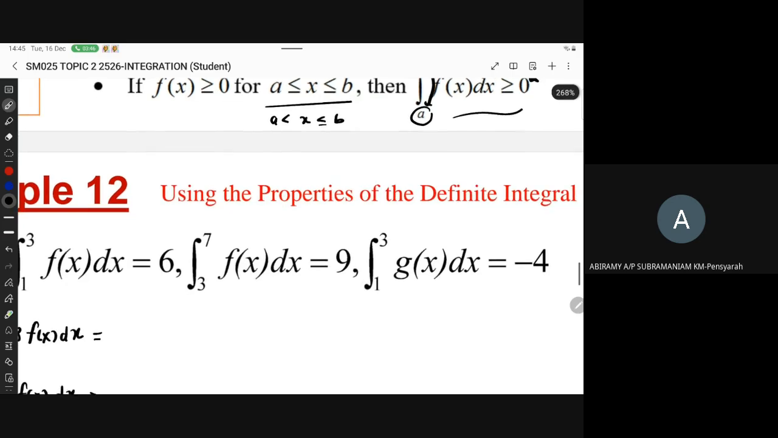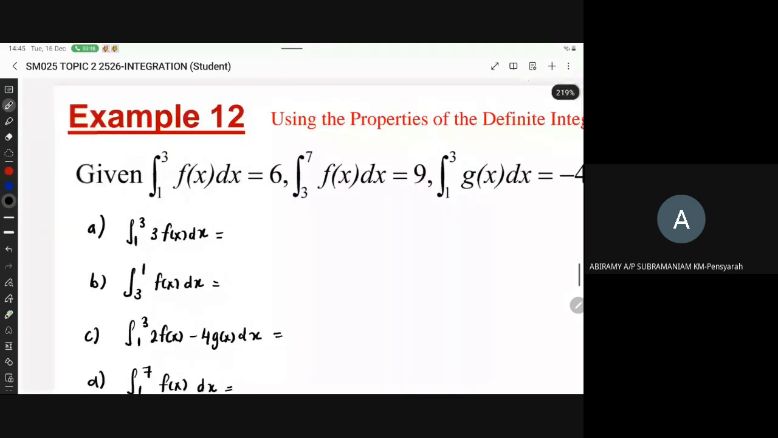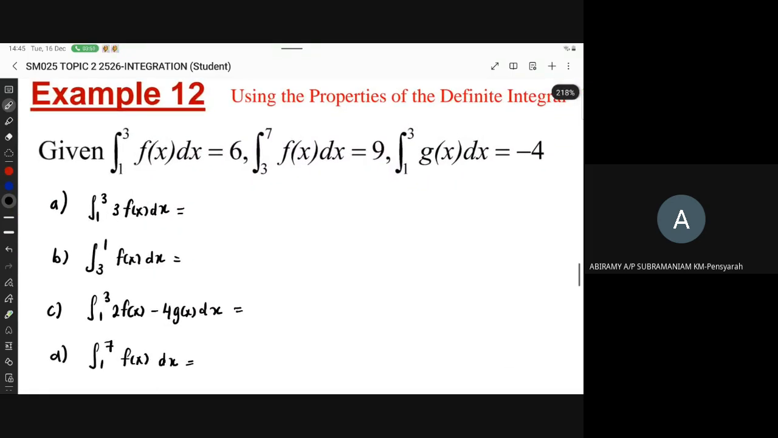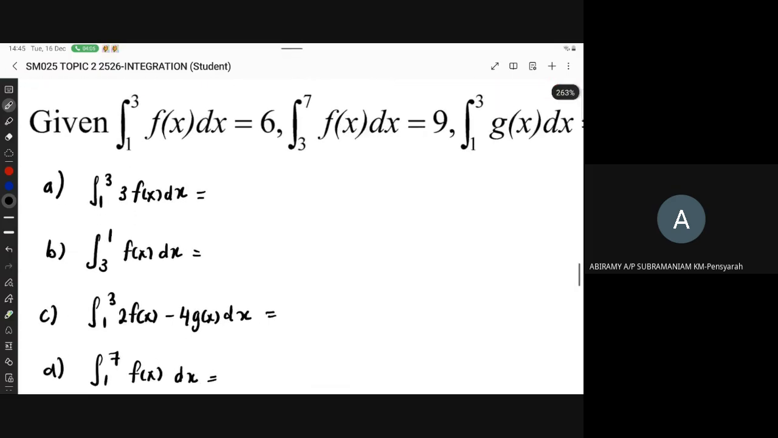Now let's try to answer example 12 by using the properties of definite integrals. Given the integral of f(x) dx from 1 until 3 is 6, the integral of f(x) dx from 3 until 7 is 9, and the integral from 1 until 3 of g(x) dx is negative 4. The first question they are asking us to find is the integral from 1 until 3 of 3f(x) dx.